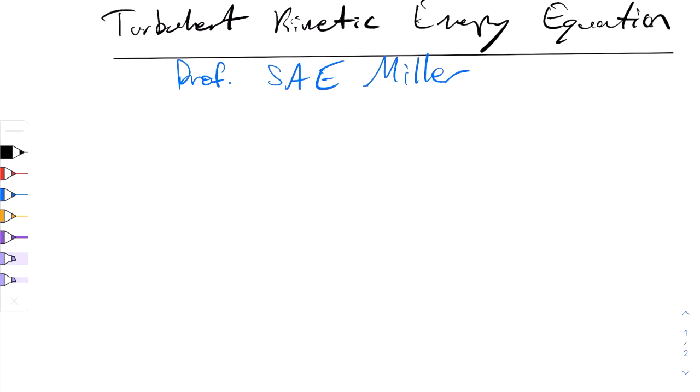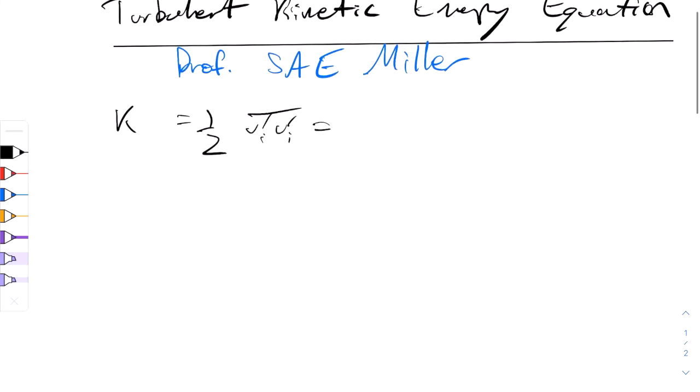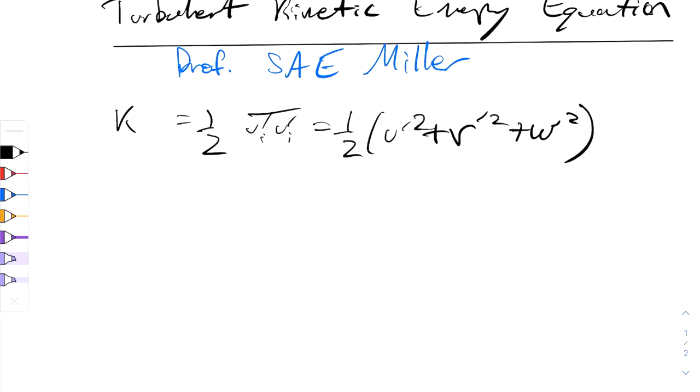Today we're going to look at the turbulent kinetic energy equation and its derivation. Let's recall that turbulent kinetic energy will be called K, and we'll say that is equal to 1/2 of u_i' u_i' bar, which is half the trace of the Reynolds stress, which we can expand out as 1/2 of (u'^2 + v'^2 + w'^2).